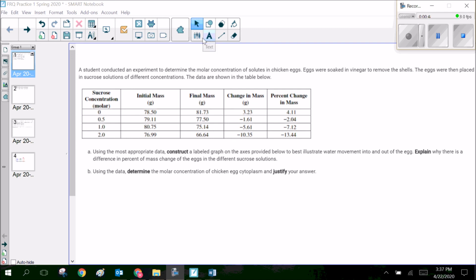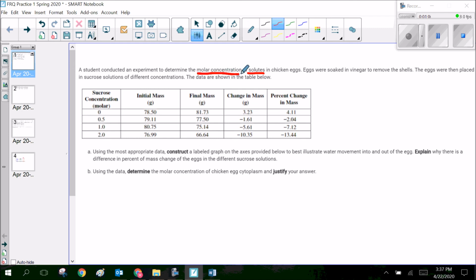The first thing we're going to do is read carefully through it, and I'm going to grab a pen so that I can mark important words. So: a student conducted an experiment to determine the molar concentration of solutes in chicken eggs. Now the first thing I'm going to underline is solutes and molar concentration.